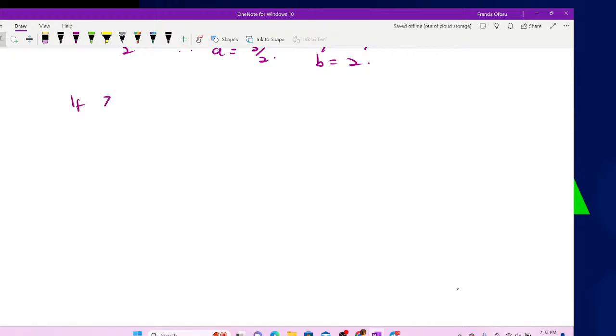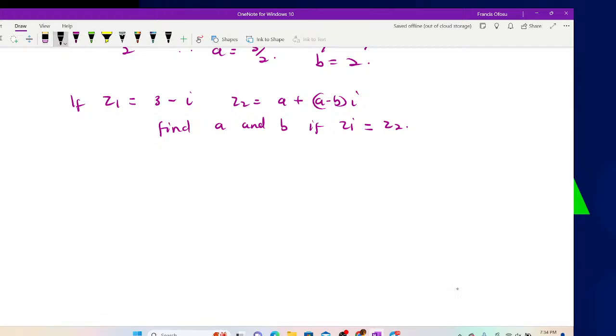So if Z1 is equal to 3 minus i, Z2 is equal to a plus (a minus b)i. Find a and b if Z1 is equal to Z2. So we have been given Z1 to be equal to 3 minus i, Z2 to be equal to a plus (a minus b)i. The question is, find a and b if Z1 is equal to Z2.